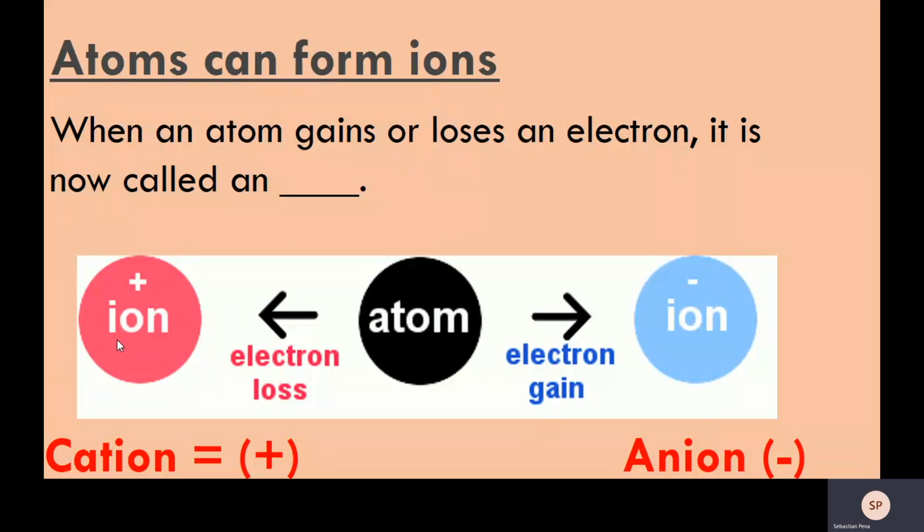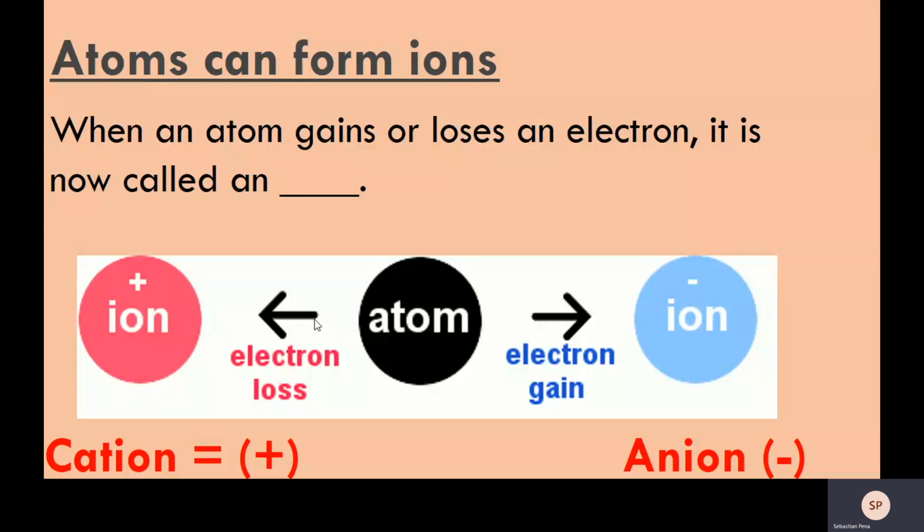What this means is because we've got the number of protons, which are positively charged in an atom, if you lose an electron, it means they have a positive charge overall. If you gain an electron, it means they have a negative charge because electrons are negatively charged.